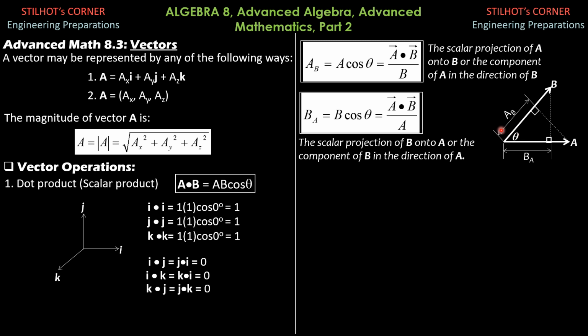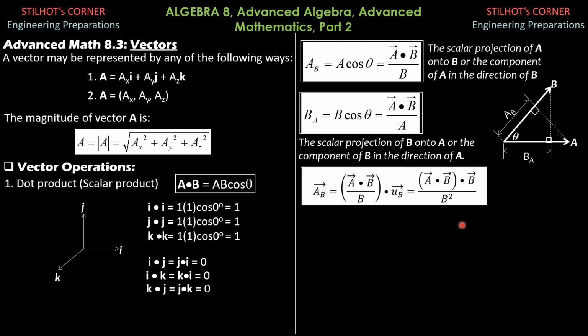Now, if you want to express these scalar values as vectors, A sub B, for example, if you want this to be transformed into vector form, all we have to do is multiply this, because this is a scalar, by the unit vector of B. And the unit vector of B is U sub B with arrowhead, or lambda of B, and that is simply vector B divided by the magnitude of B. So A sub B in vector form is equal to this scalar value, A dot B over B. Then we multiply that further by the unit vector of B. So as a result, because the unit vector of B is vector B divided by its magnitude B, it becomes A dot B, closed, times vector B, all over B squared.